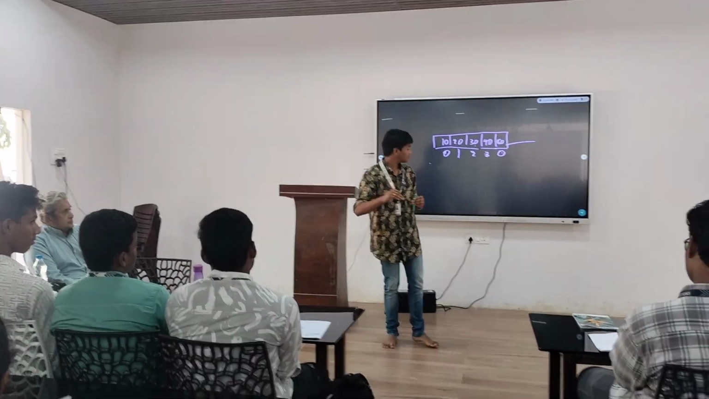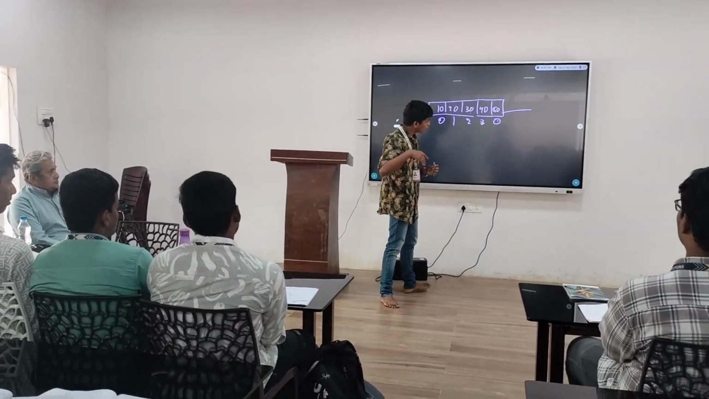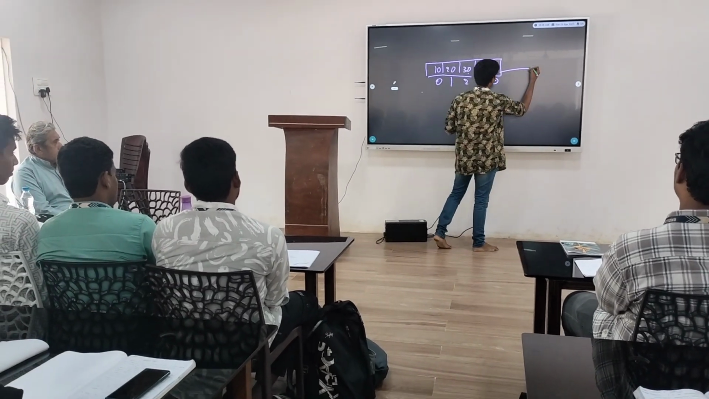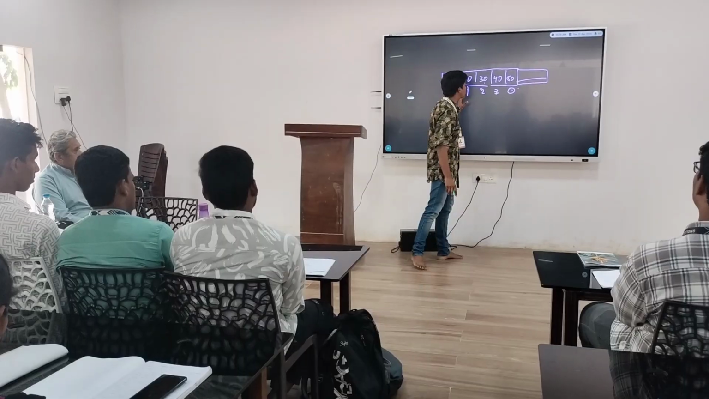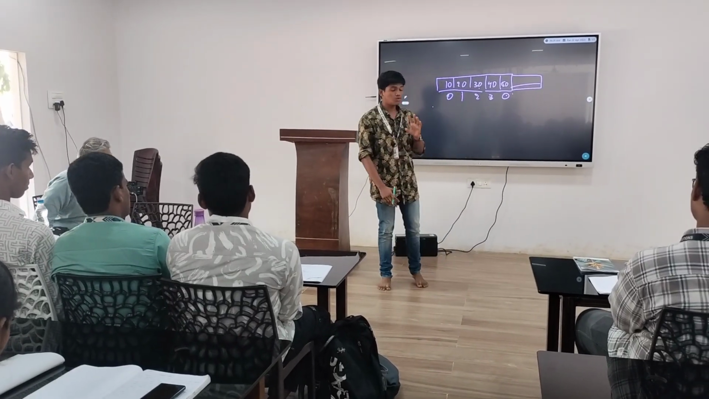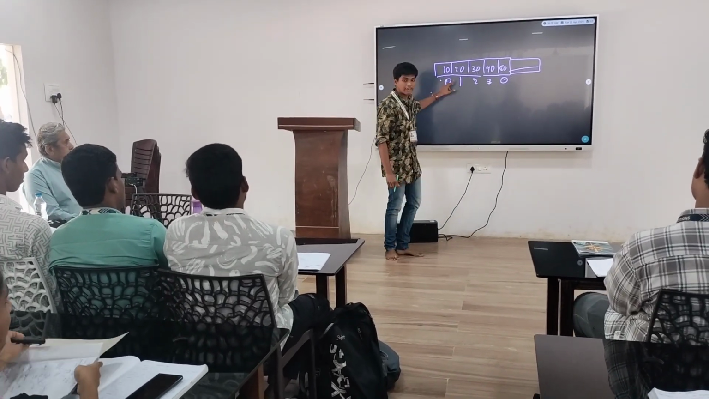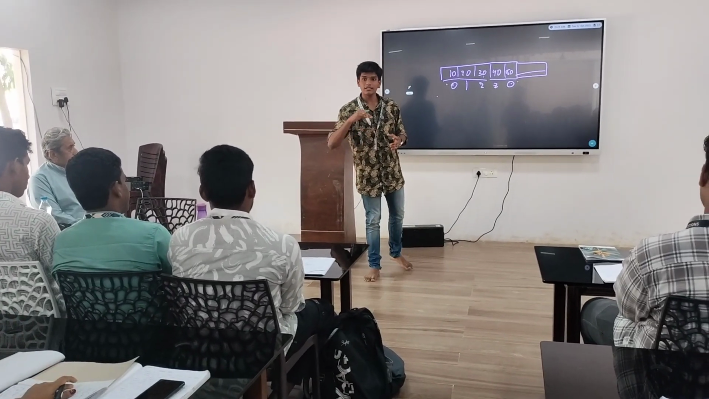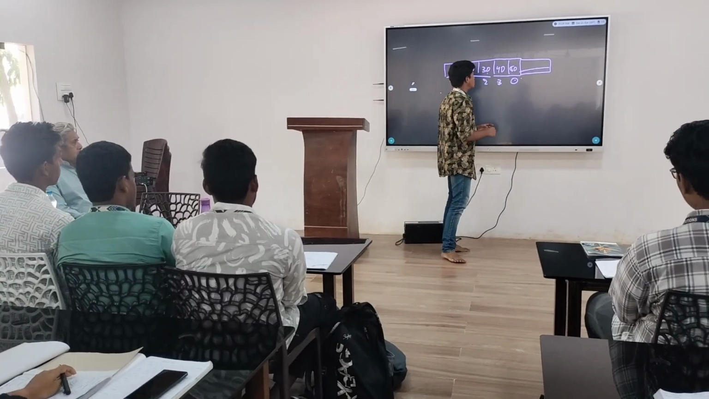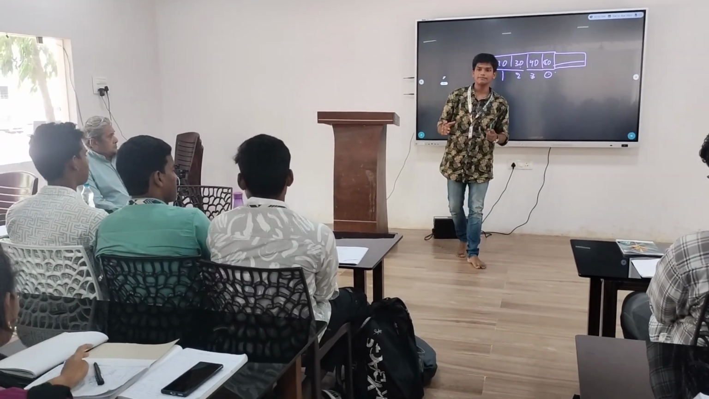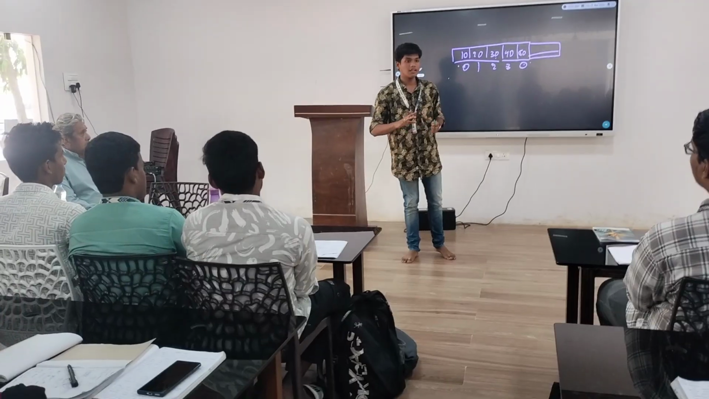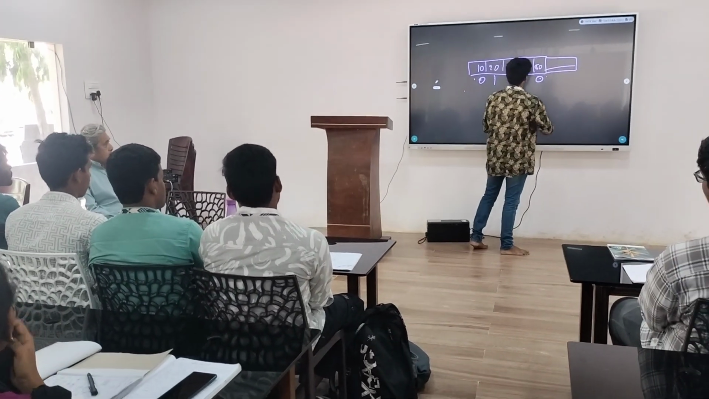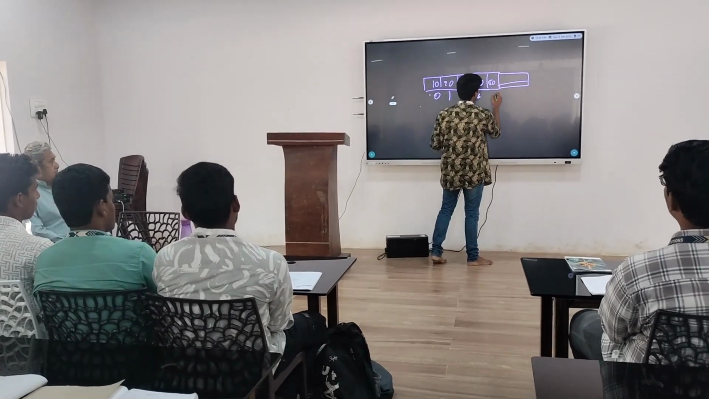I forgot to mention that it has two ends, which are the front and the rear. At the rear, we will be adding another element to the queue. A queue has a fixed range. Let's take a queue of range 5.